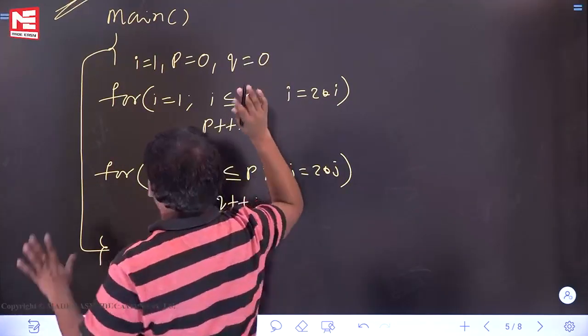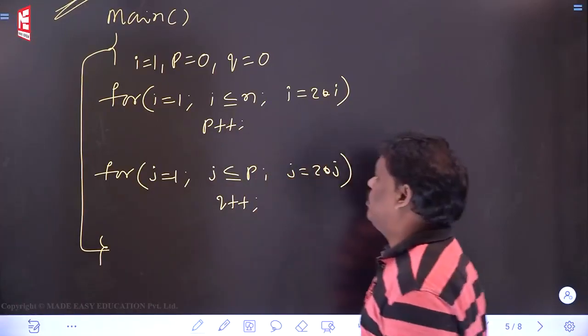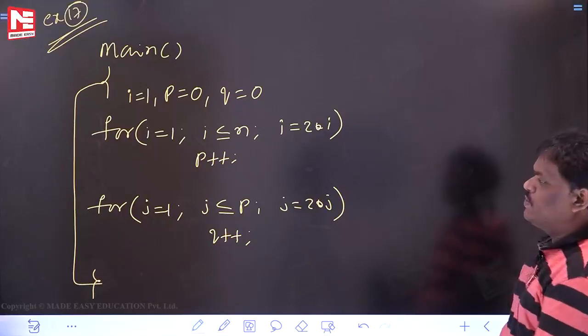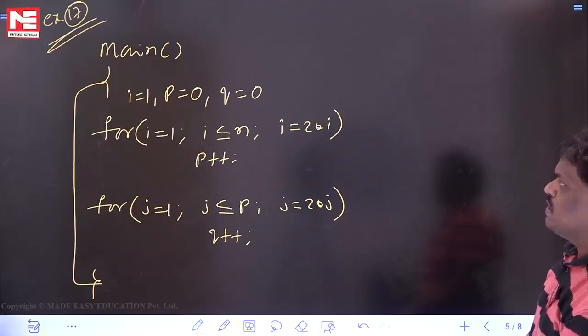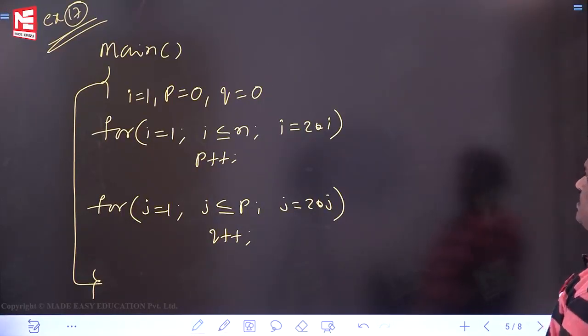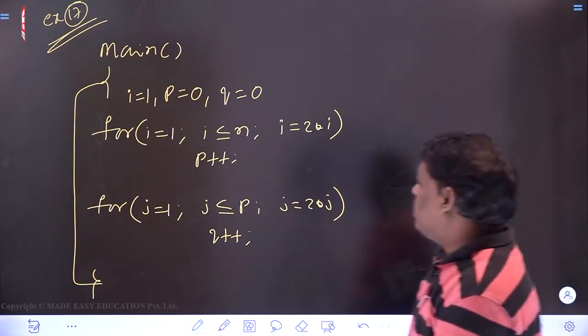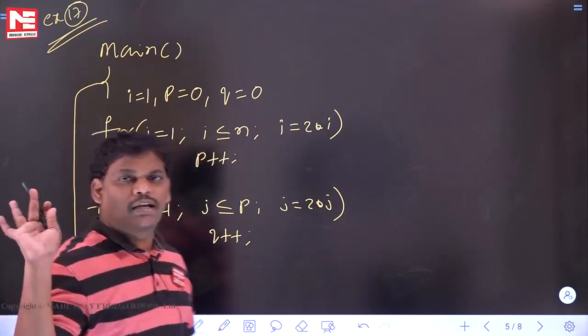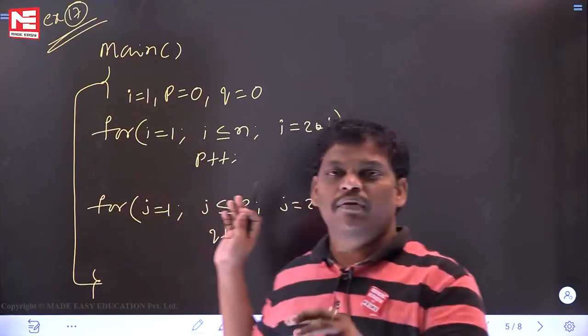Q is also initially 0. It is the current status. This is the given problem. See the problem. This is the problem which is there in the previous papers. I is equal to 1, P is equal to 0, Q is equal to 0. Don't bother about any syntax error or semantic error. It is one of the problems in the given previous papers.